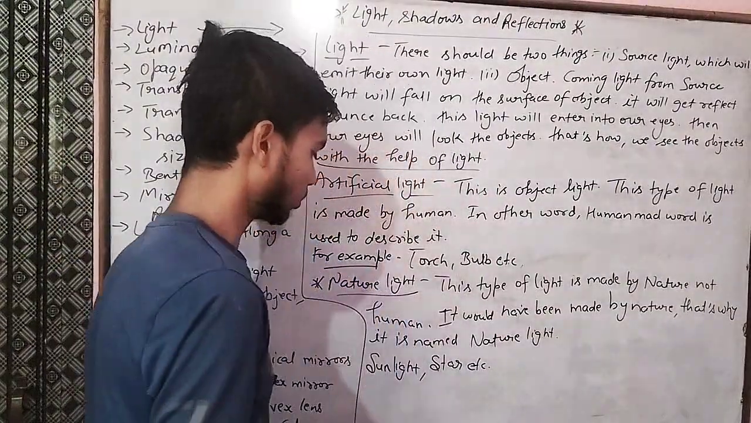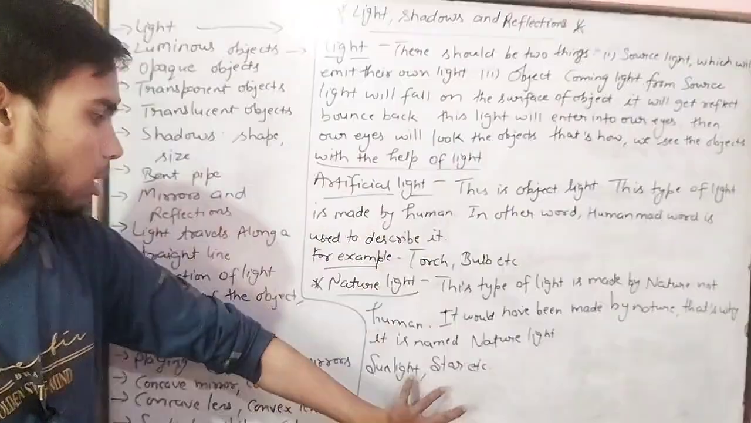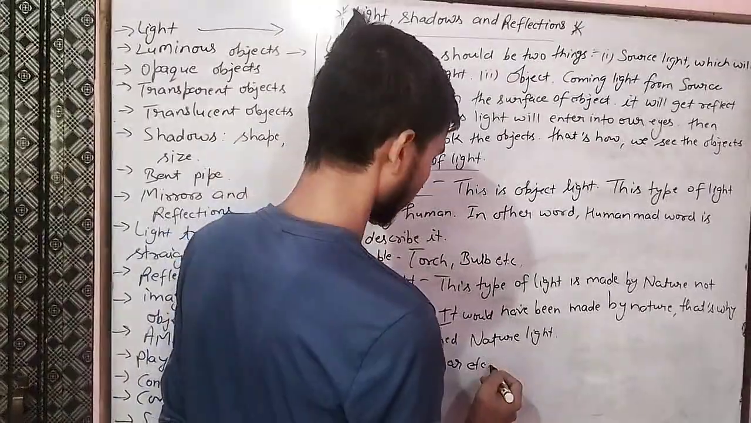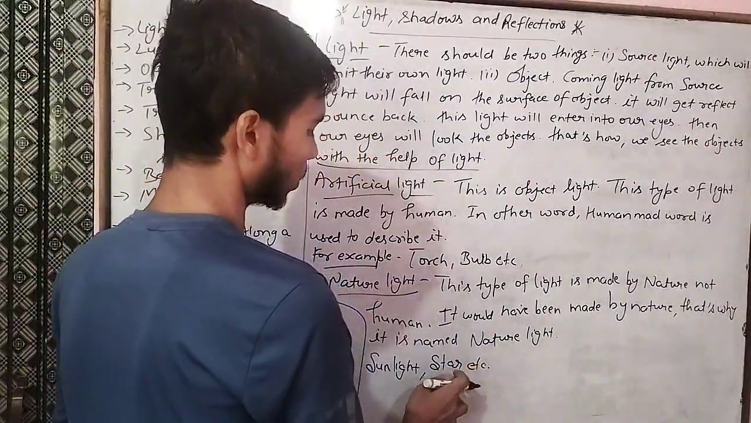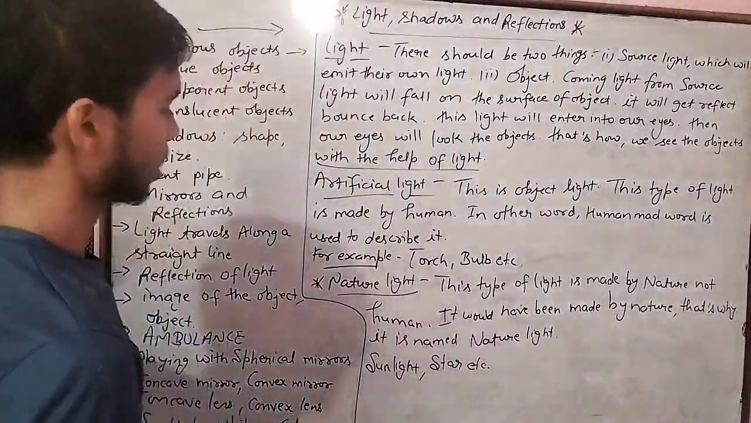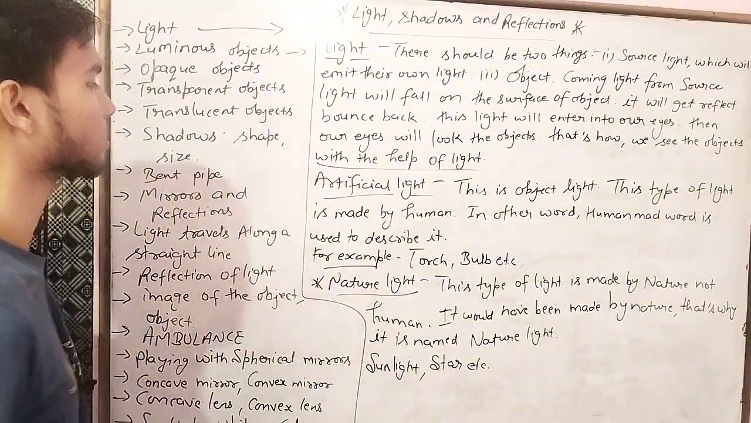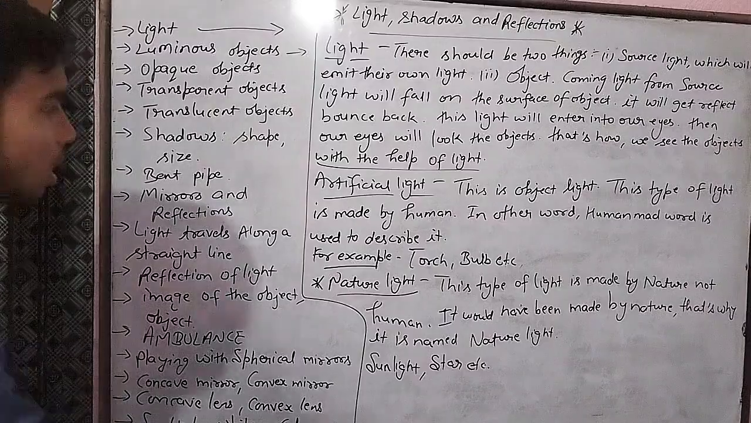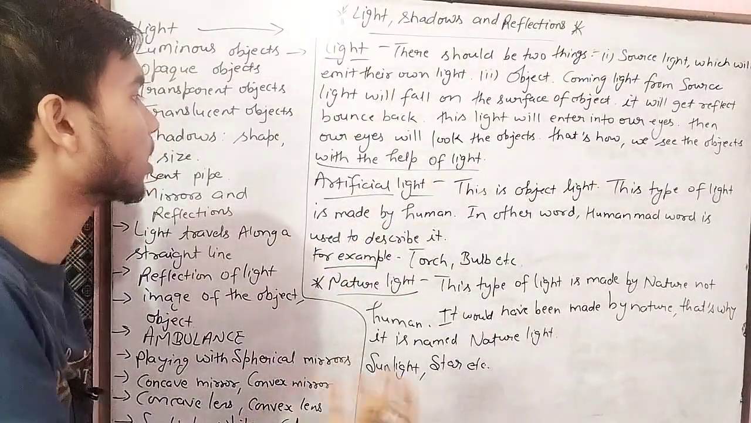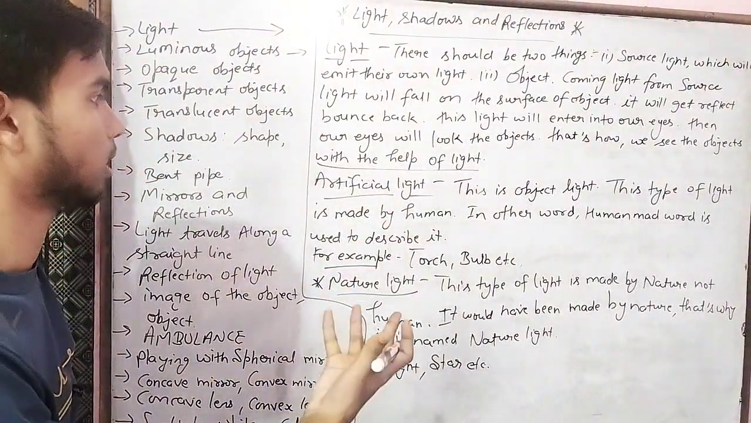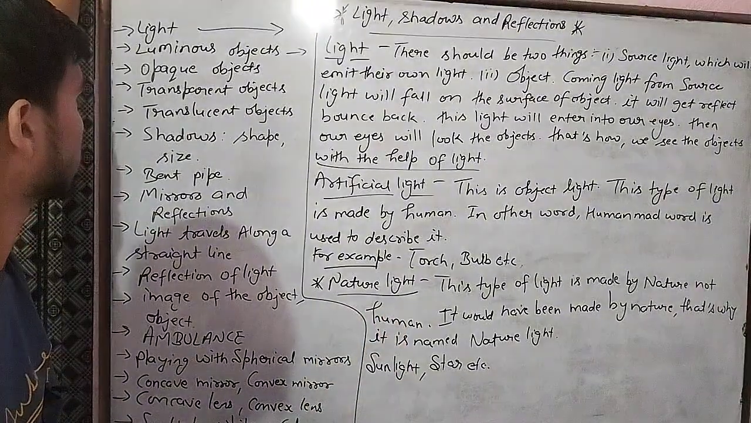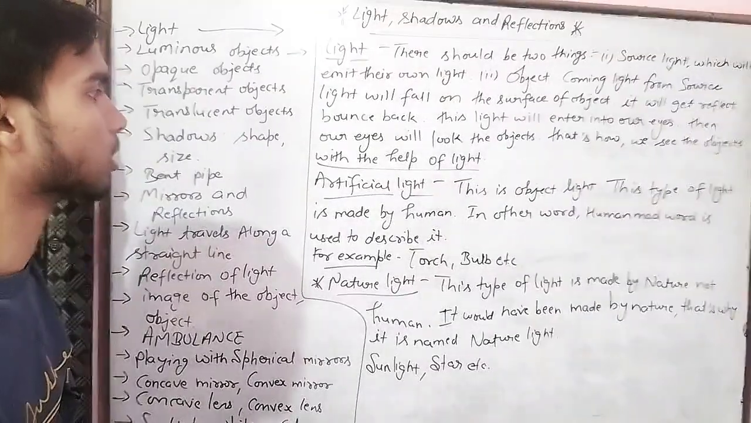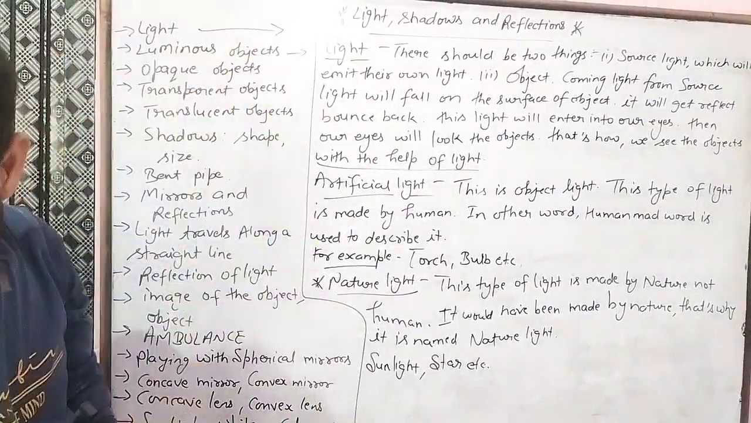If you know more than this, then you can write further. This was a definition of artificial light and natural light. Clear. Now it's time to understand luminous objects. After this discussion, we will be clear to identify which types of objects give which type of light.